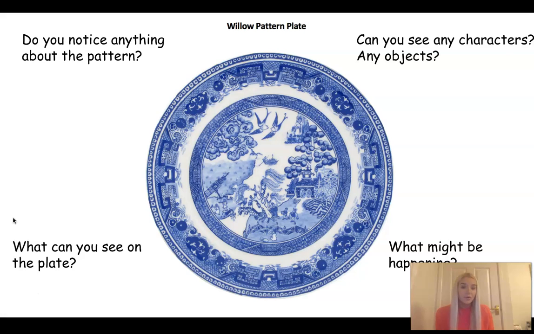I want you in a moment to pause the video and have a look at this plate. This plate is called a willow pattern plate. It's about a poem and it tells a story. I wonder if you can spot anything particular about this plate. Can you see any characters or any objects? What can you see on the plate? Do you notice anything about the pattern? And what might be happening? Can you try and predict what the story might be?